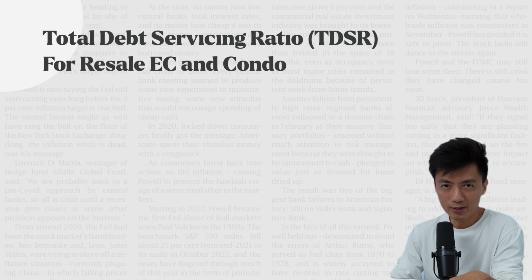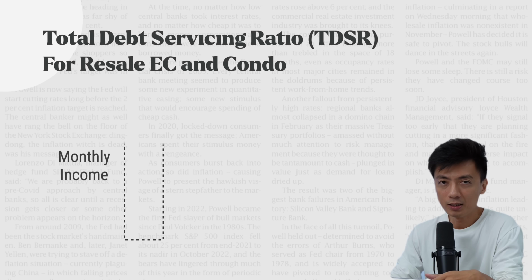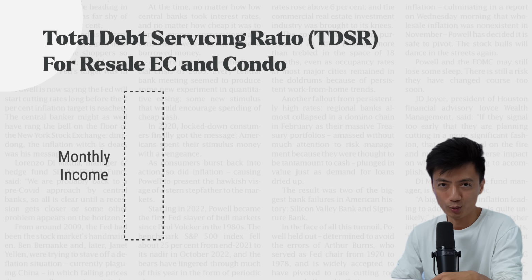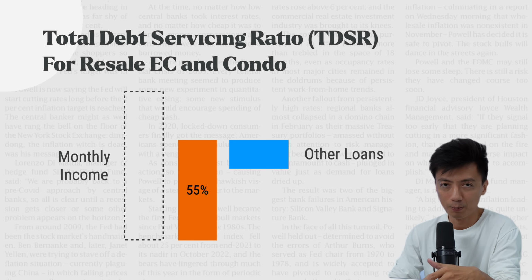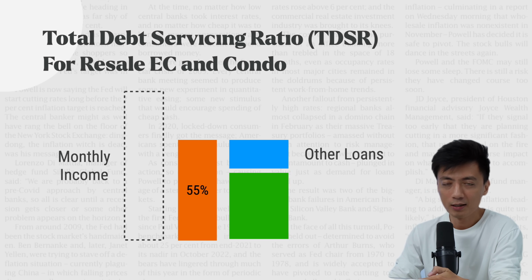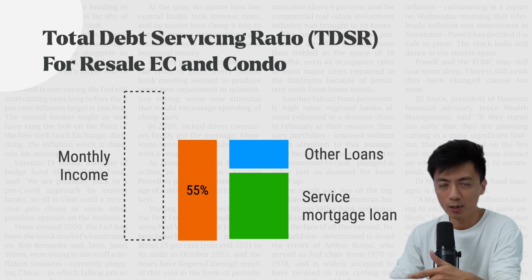However, for those buying a condo or a resale EC, meaning those ECs that have already met the MOP, their loan comes under the total debt servicing ratio. And this framework allows buyers to use up to 55% of their monthly income to service all of their debt obligations, and that includes their car loans, their personal loans, also including their mortgage loan.